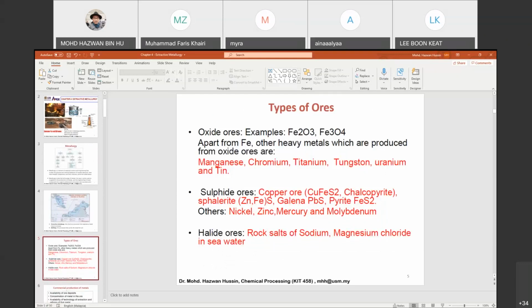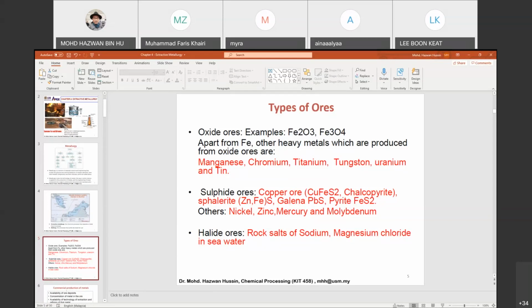All right, so we have different types of ores, different types of minerals. You will learn about types of minerals in this chapter and also the next chapter on ceramics. There are a few ores that you need to know. The first one is the most common one, the oxide ores. For example, you have ferric oxide. You can also have magnetite, Fe3O4.